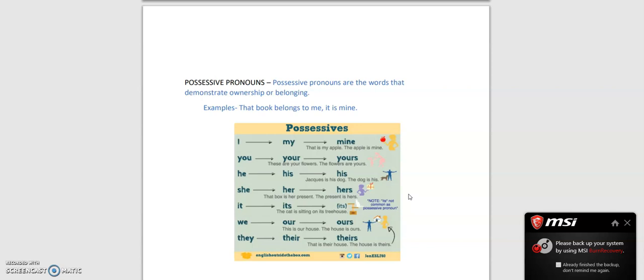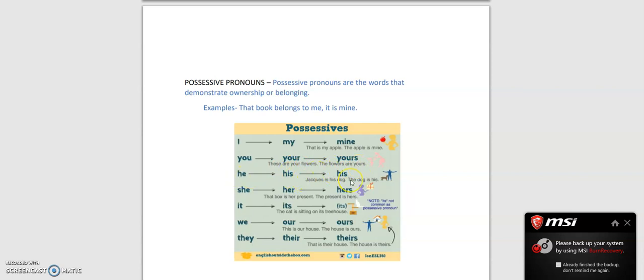Now, the example here: that book belongs to me, it is mine. So, what is the possessive pronoun here? Mine, because it is showing that the book belongs to me. Now, see the example of possessives here. I, my, mine. So, mine is the possessive pronoun. That is my apple. The apple is mine. You, your, yours. These are your flowers. The flowers are yours.